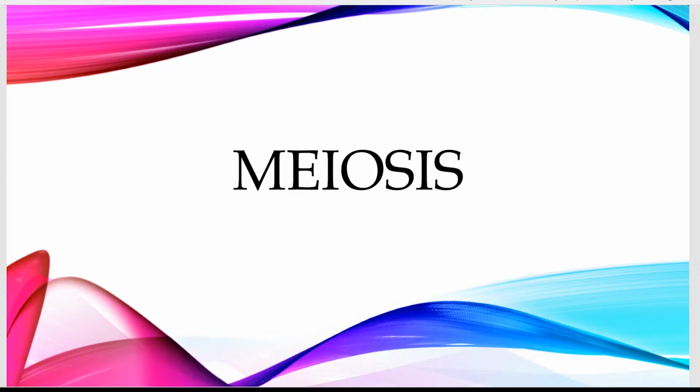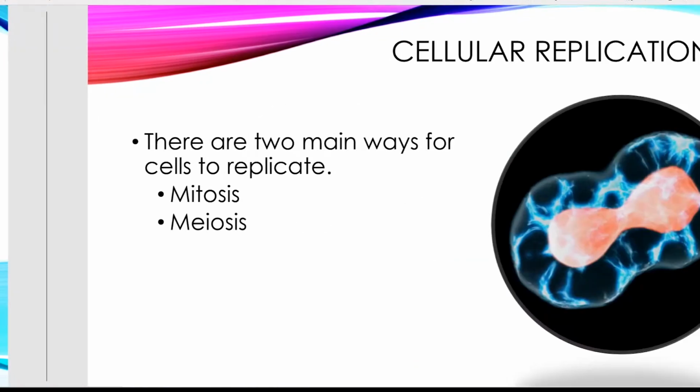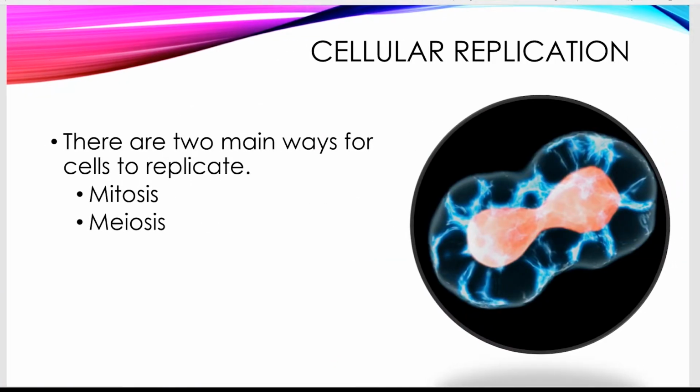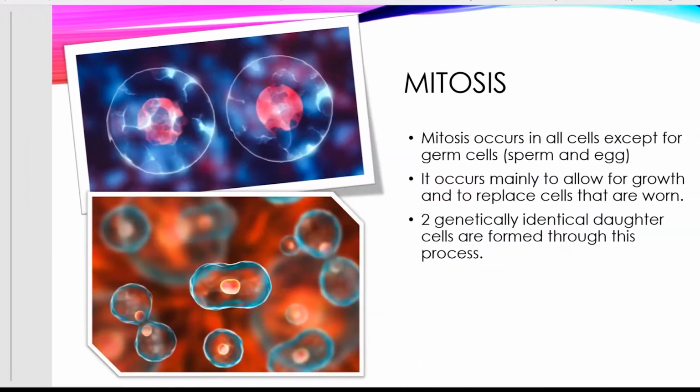So first thing we need to know is what is cell division, what is meiosis, and of course how do you say meiosis, which you hopefully should know since I just said it. Anyway, first slide, cellular replication. There are two main ways for cells to replicate. You should know this, you should have heard of it before. If not, the two ways are mitosis and meiosis, and we will be going through both of these very shortly. We're going to briefly talk about mitosis, but meiosis is the main focus for the video.